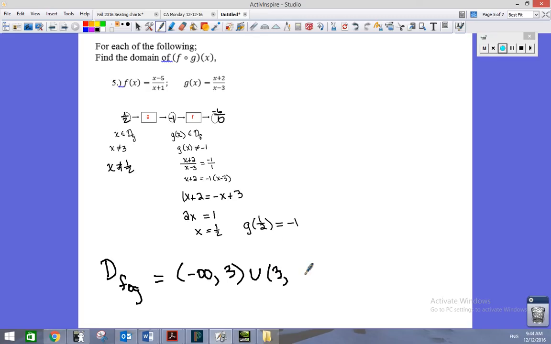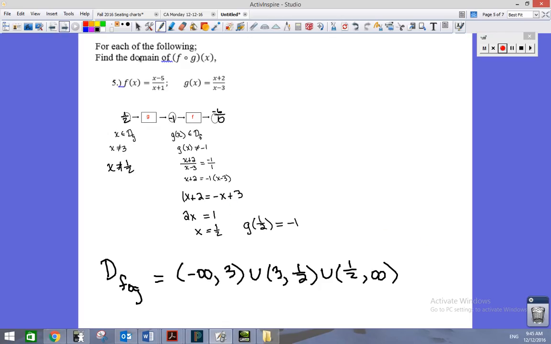Then we have to throw out the number 1/2, not because of g. g doesn't have a problem with 1/2 at all. g will produce an output of -1, and f has a problem with -1. So that's why we have to prevent the intermediate value from being -1. We have to go out to the front and say, don't plug in 1/2, because that produces an output of -1, and f can't handle that. So there's our domain for the function composition f composed with g, given these two functions.